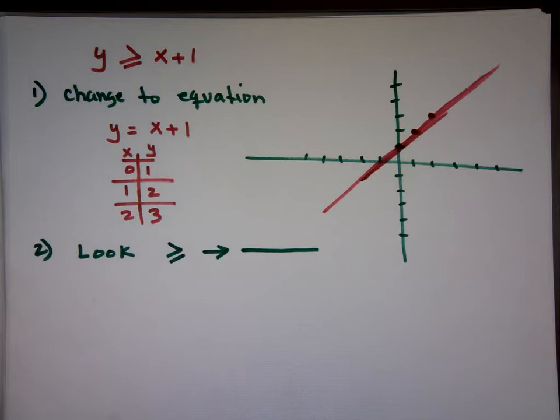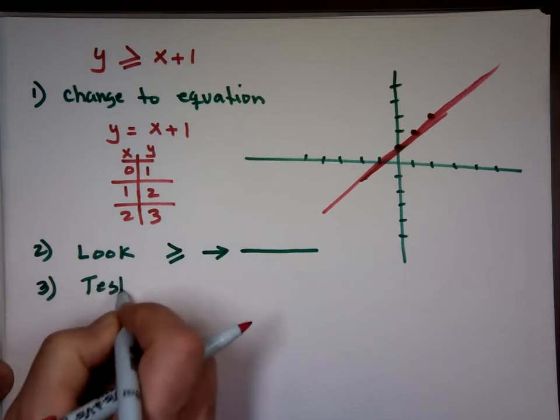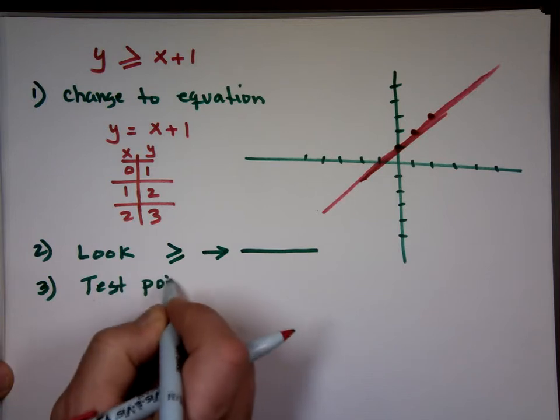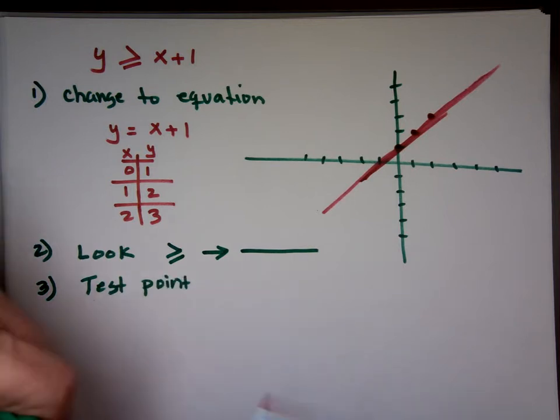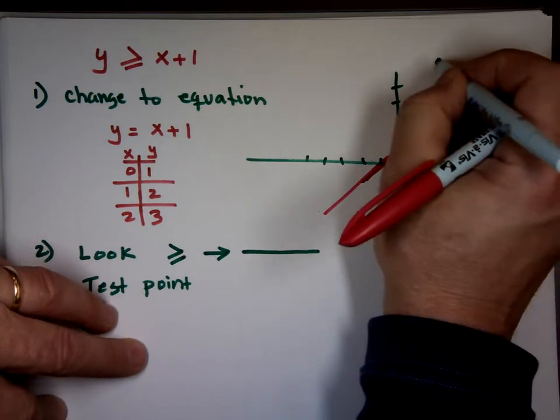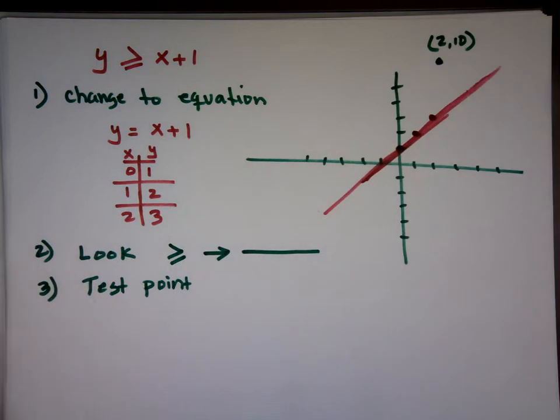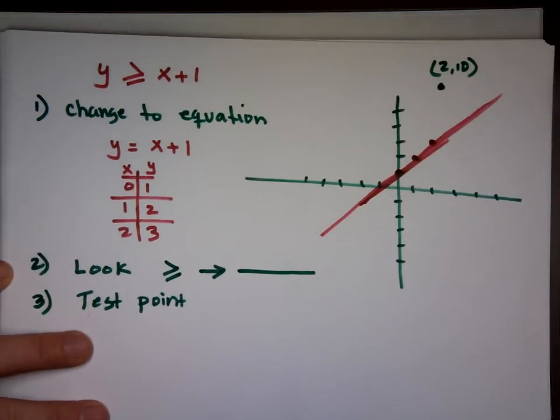Step number 3, pick any point for a test point that's not on the line. I don't want to pick always 0, 0. Maybe I'll pick 2 and 10, which is right here. Let's pick that point. No reason why I chose that. Any point you want to. So I'm picking 2 and 10.